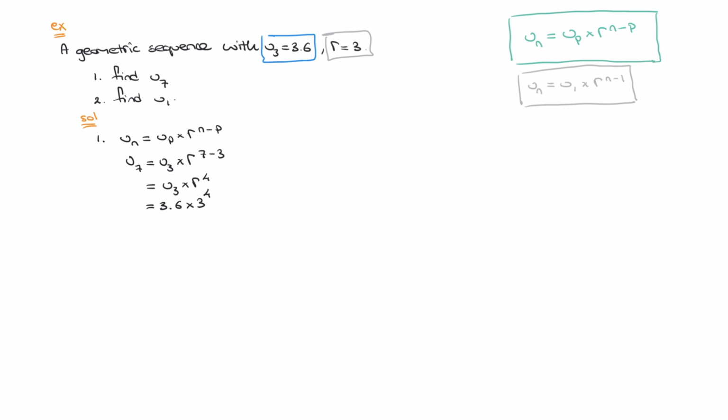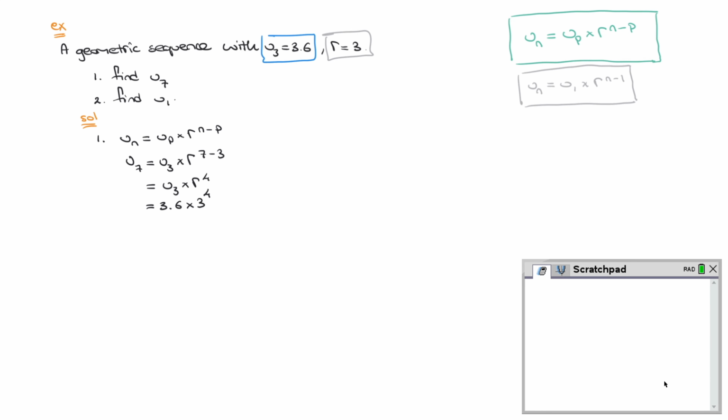And at this stage, we can move over to the calculator, and you can see mine on the screen here. And so I'll calculate 3.6 times 3 raised to the power of 4. And I click on Enter. And we're done. The seventh term in this sequence, so u sub 7, is equal to 291.6. And I'll go ahead and box that result. There we go.